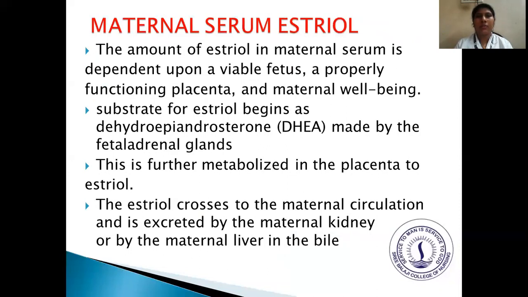Maternal serum estriol. The amount of estriol in maternal serum is dependent upon a viable fetus, a properly functioning placenta, and maternal well-being. The substrate for estriol is dehydroepiandrosterone made by the fetal adrenal glands. This is further metabolized in the placenta to estriol. The estriol crosses to the maternal circulation and is excreted by the maternal kidney or by the maternal liver in the bile.